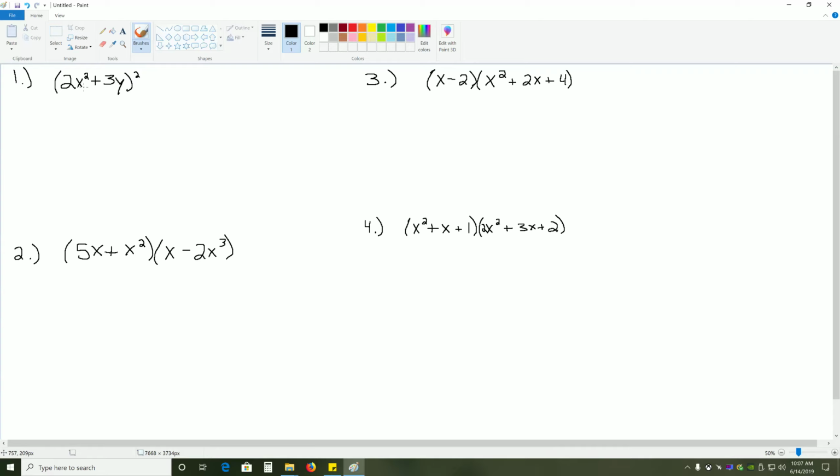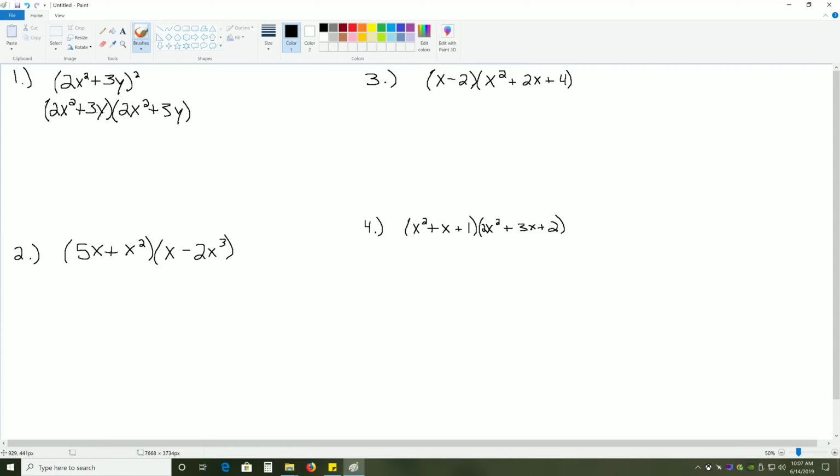We have the quantity of 2x squared plus 3y all squared. The first thing that we want to do with this problem is write it out expanded. So this square up here means that we're multiplying this entire term in the parentheses to itself. So we have the quantity of 2x squared plus 3y times the quantity of 2x squared plus 3y.